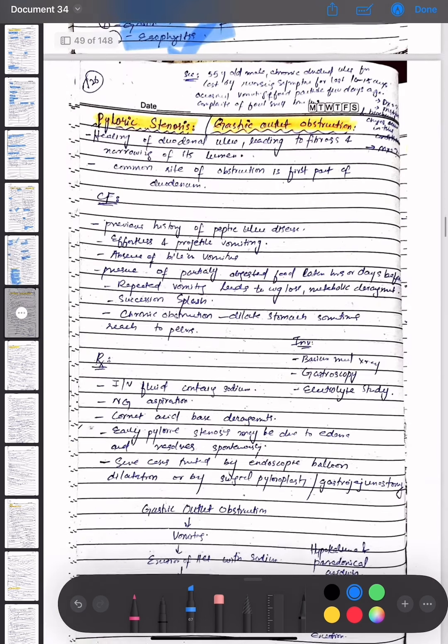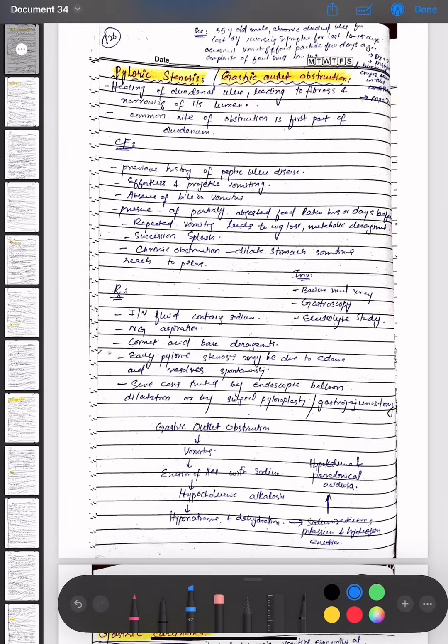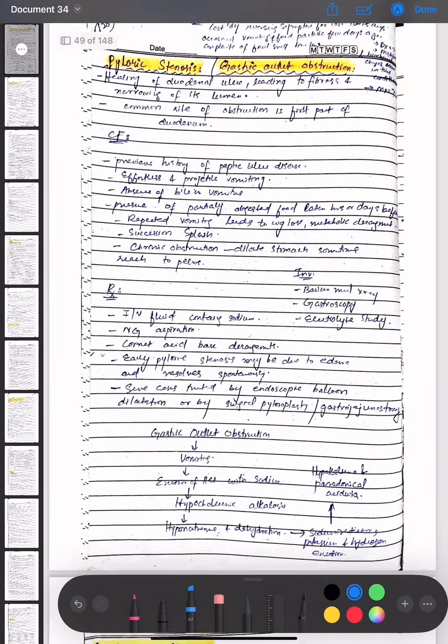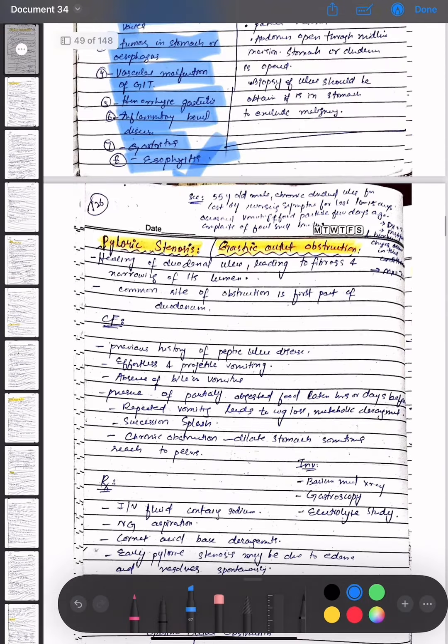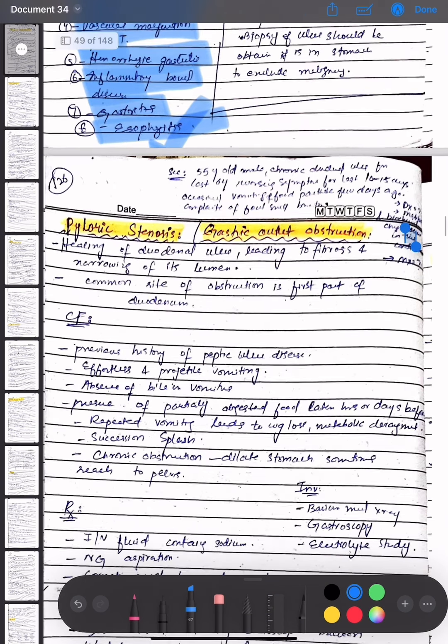Okay, now coming towards pyloric stenosis, which is also known as gastric outlet obstruction. We have a scenario of a 55-year-old male with a chronic duodenal ulcer lasting 6 years, with worsening symptoms for the last 10 to 15 days, occasional vomiting of food, and for a few days complaints of foul-smelling breath. So what are the diagnosis, management and treatment options?